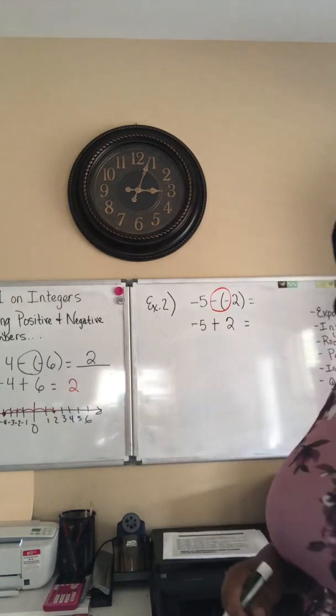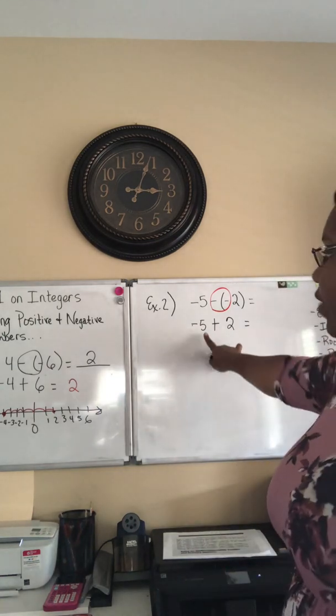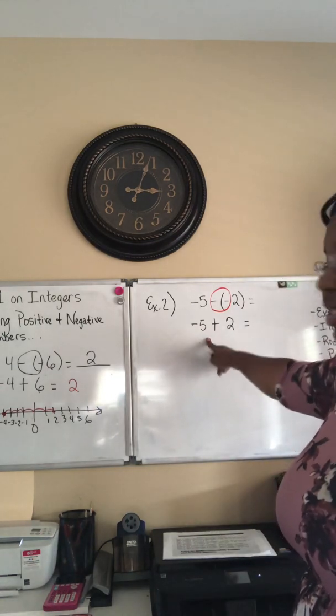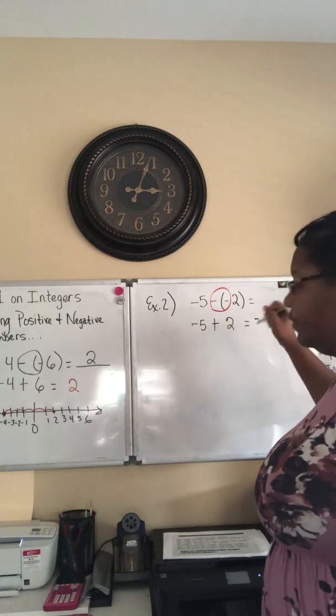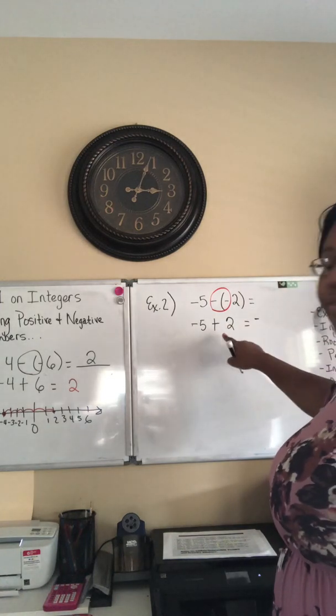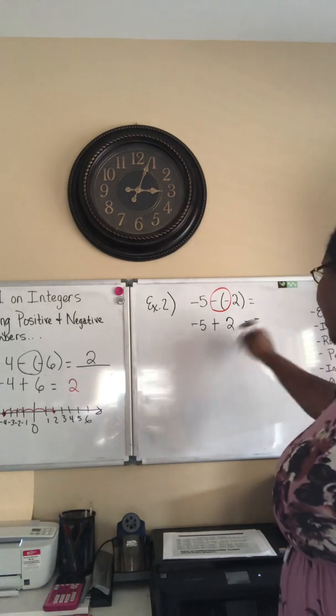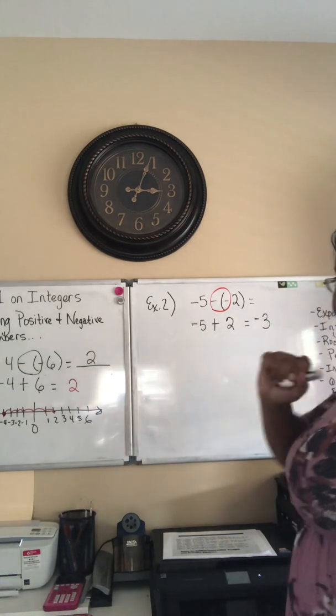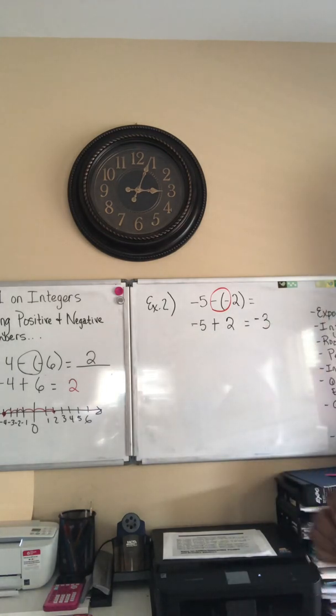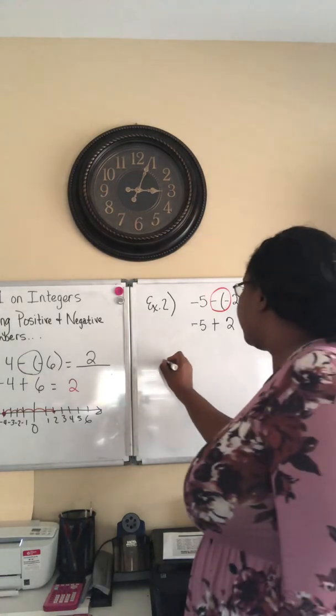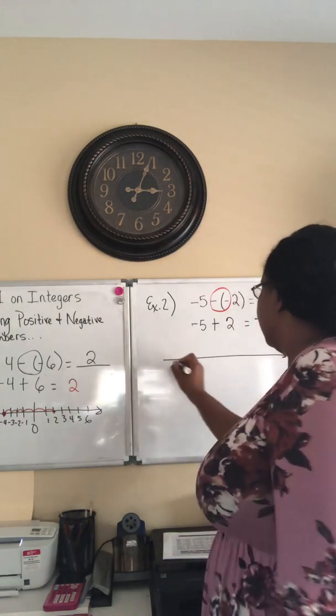Now, just using our rules alone, we know that the bigger number here is a negative. So the sign of this answer should be negative. So we have negative 5 plus 2. If we subtract those, we end up with a negative 3. Now let's check it on the number line and see if that's accurate.